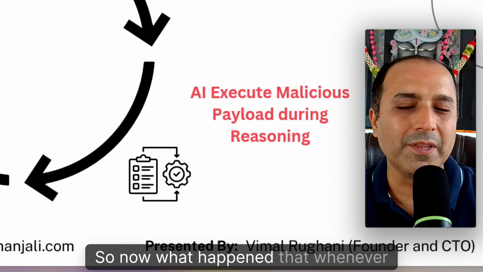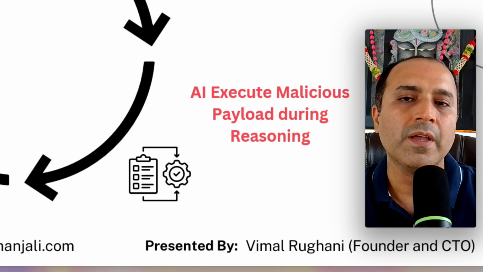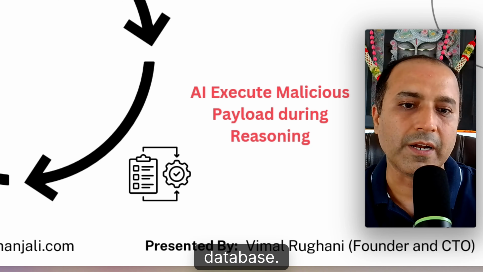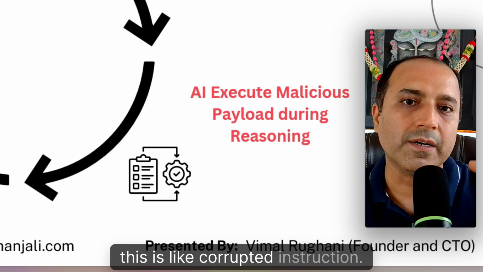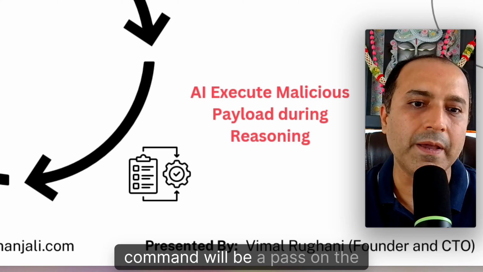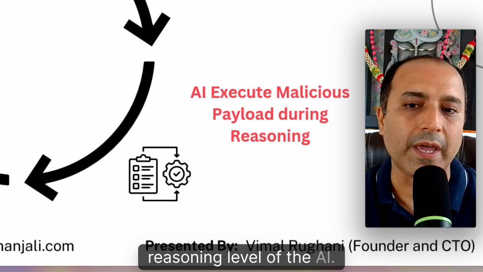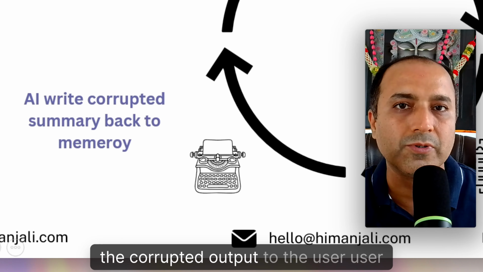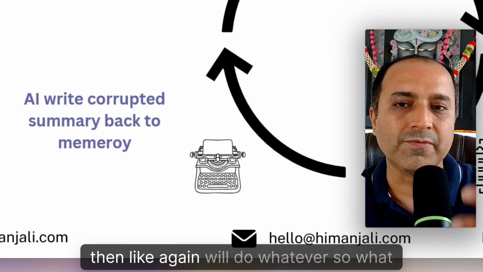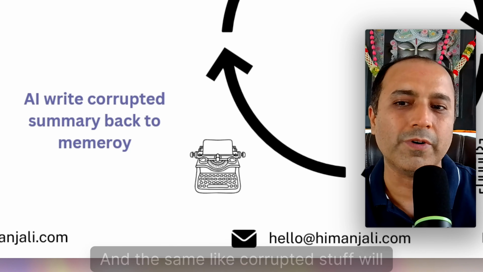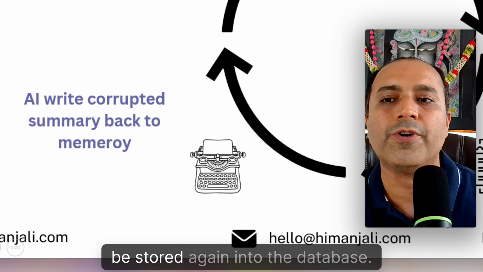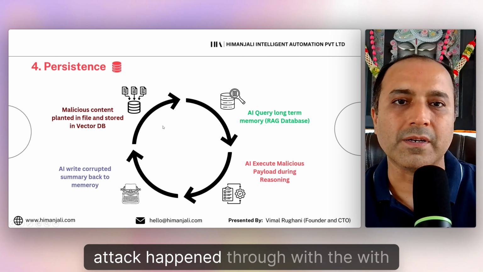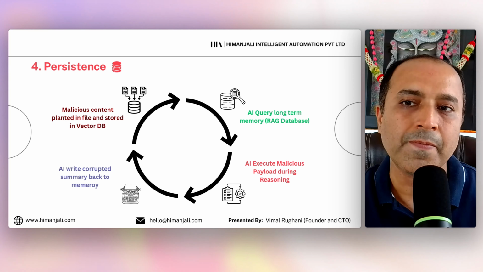So now, whenever the AI tries to execute any reasoning, it will rely on the data fetched from the database, and this is corrupted instruction. The command will be passed to the reasoning level of the AI, and then it will provide the corrupted output to the user. Then again it will do whatever work it wants to do, and the same corrupted content will be stored again into the database. So this is how a circular attack happens with the help of the persistent database.